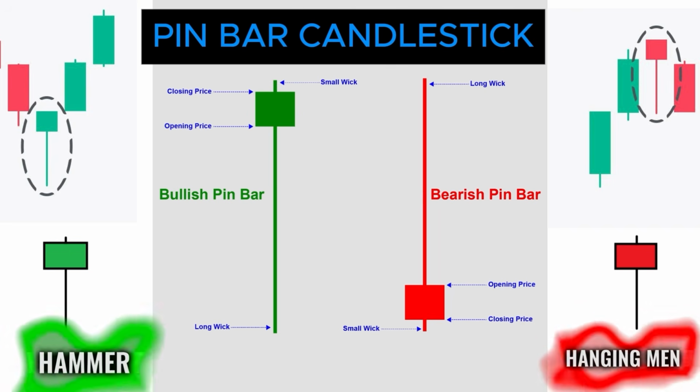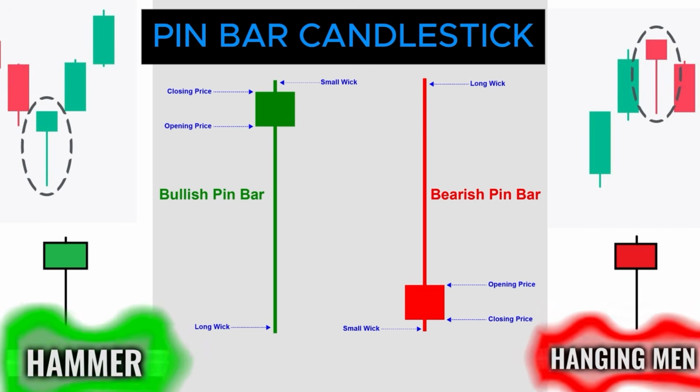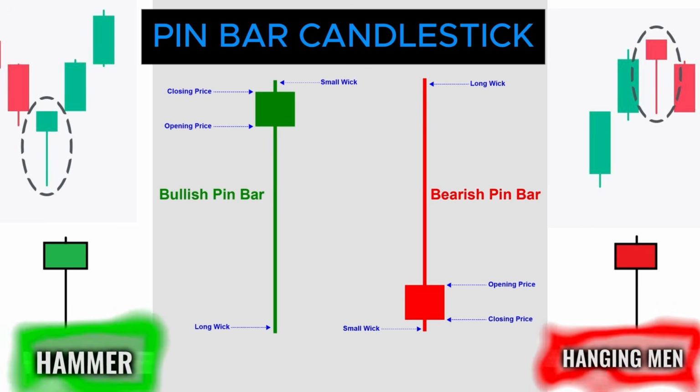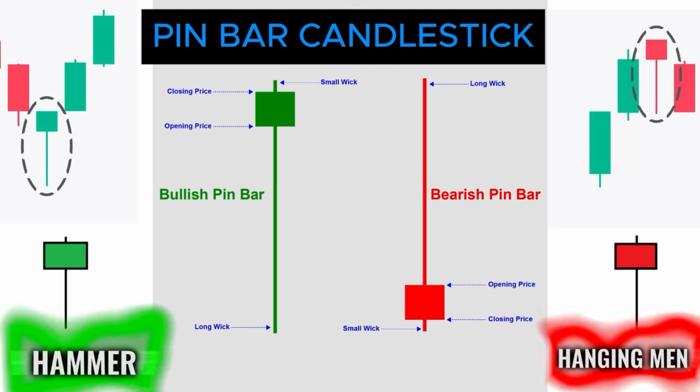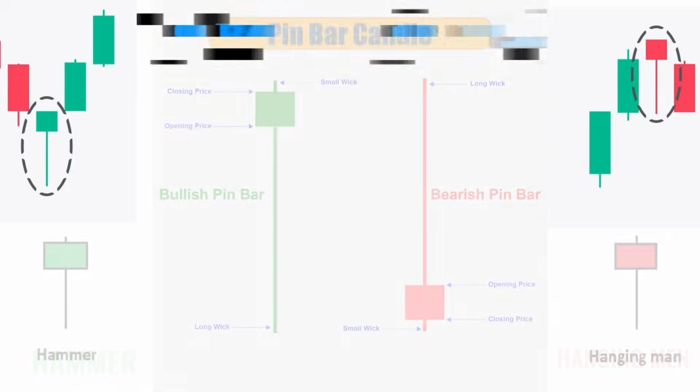Meanwhile, a hanging man resembles a hammer, but appears at the top of an uptrend, serving as a bearish reversal signal. It suggests that bears are entering the market, overpowering bulls, and potentially reversing the trend.